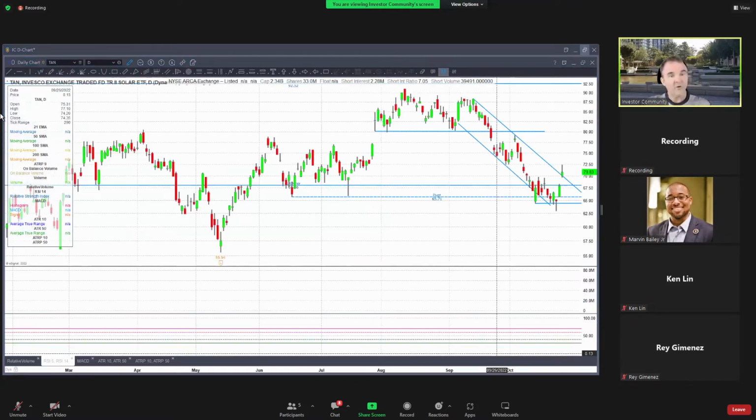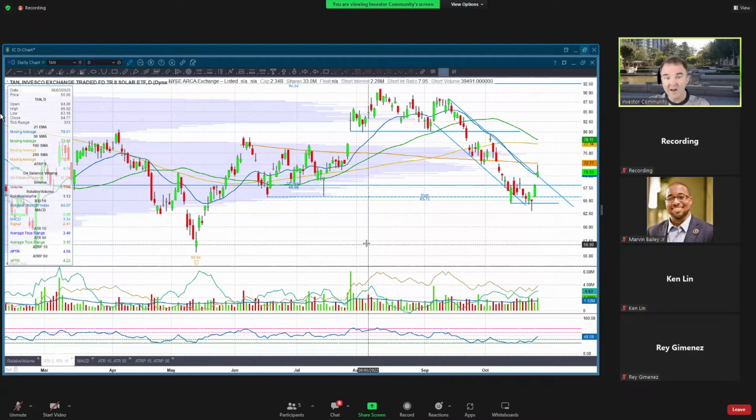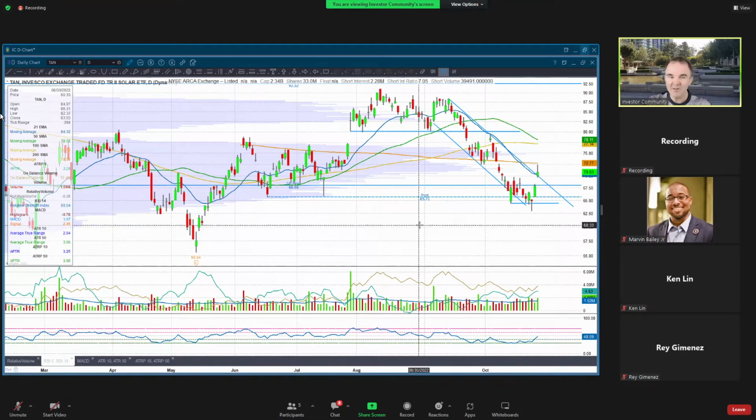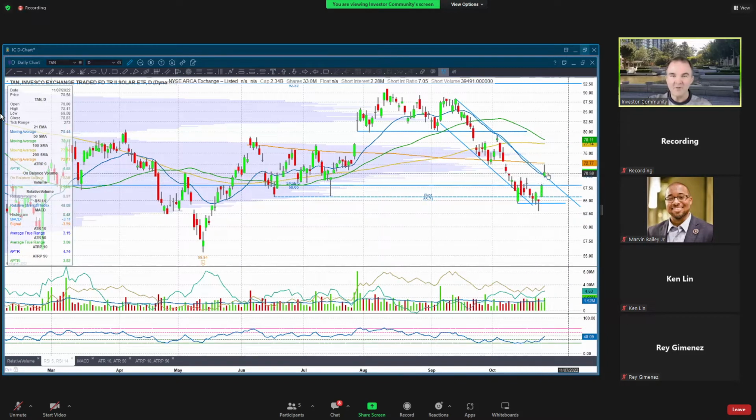TAN, the solars. These have had a couple of really nice days. Look at that hammer candle, doing exactly what a hammer candle is supposed to do. Puts the bottom in, and a strong move out of there. And look at today, it even moved right out of that downward channel that it was in. But it pulled back, kind of like the markets, right from that 200-day moving average. So that's a little bit sketchy. Kind of on the fence about where this might be tomorrow.